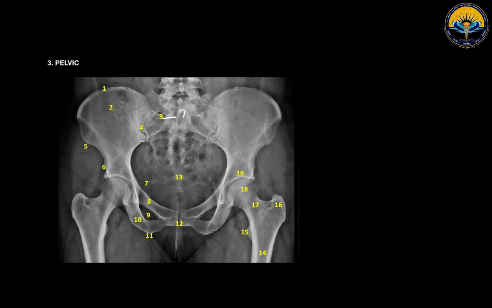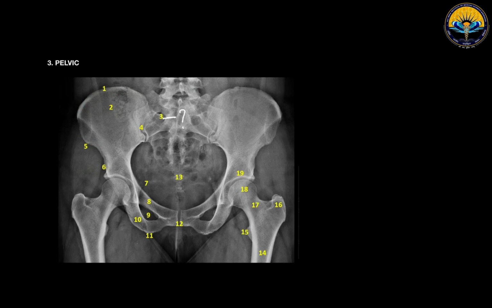Now this is the fourth one, and we know that this is the sacroiliac joint. And this is the fifth one, which is very important for localizing the site clinically, that is the anterior superior iliac spine. Just below it is the sixth number, which is the anterior inferior iliac spine.